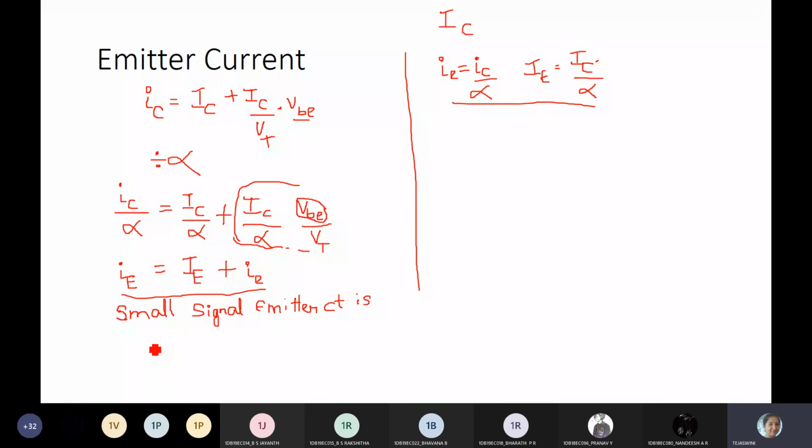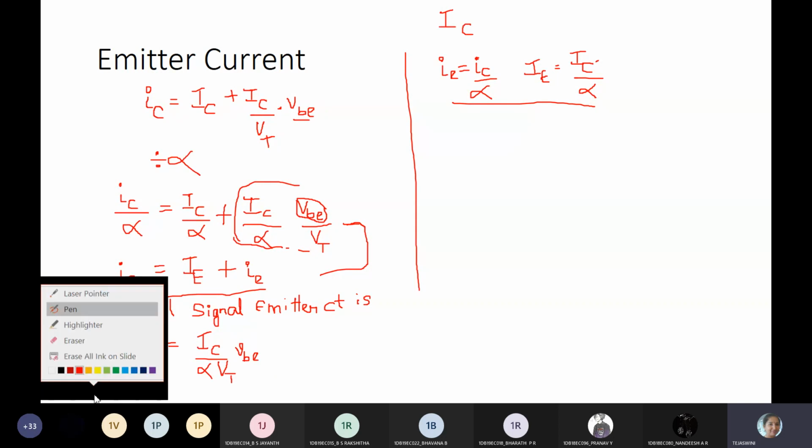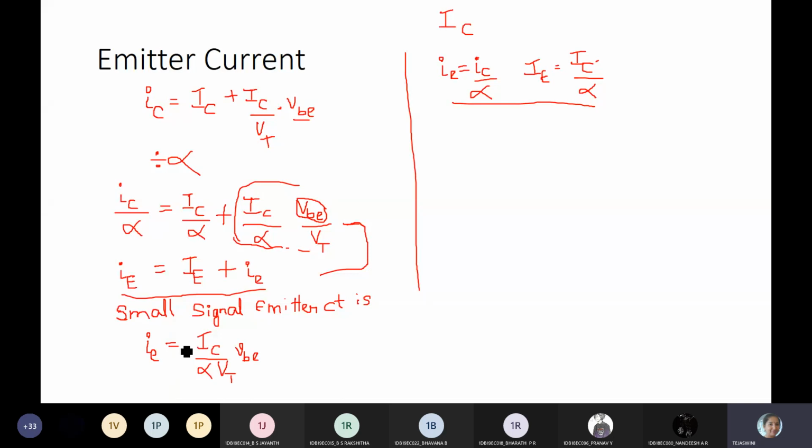Now the second term is small i with small e. What is that small ie? Just compare these two expressions and tell me what is small ie. It is capital IC by alpha into VT into small VB. Now, what is IC by alpha here? IE.